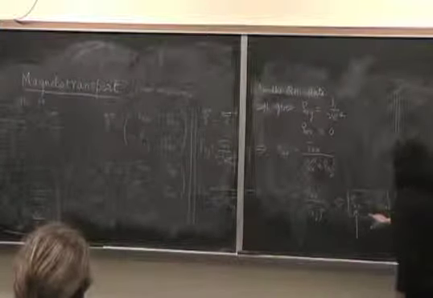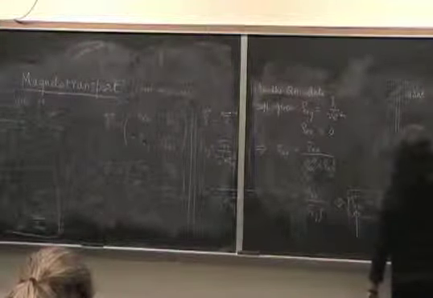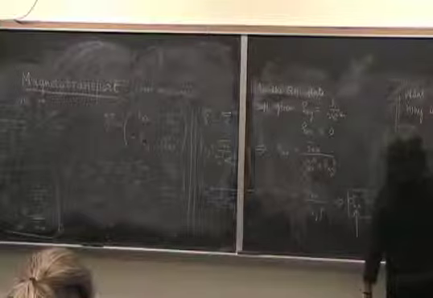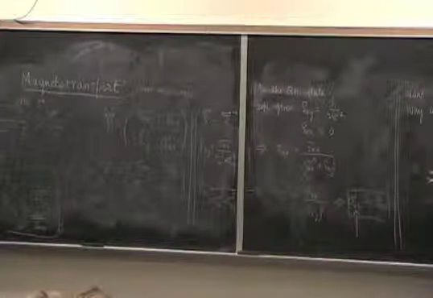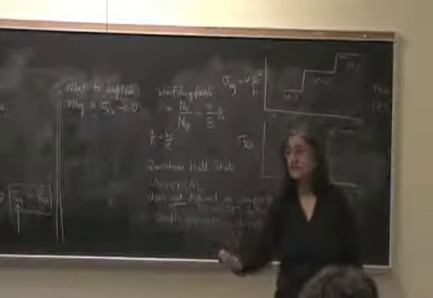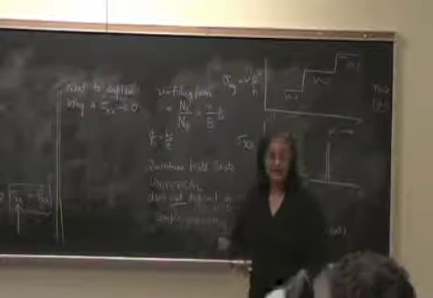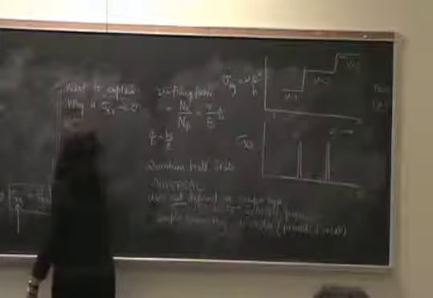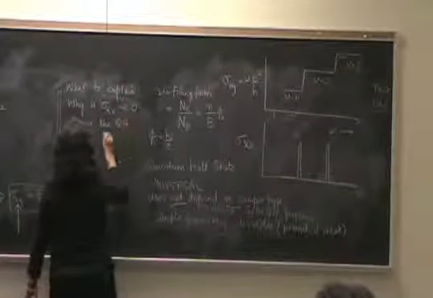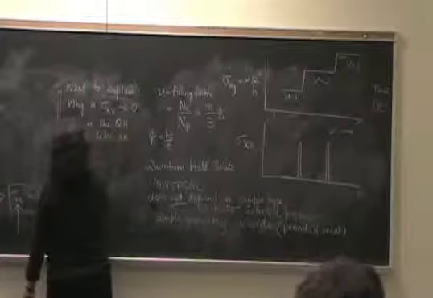So let me try to explain that again. What we want to explain is why sigma xx is tending to zero. This would mean I want to somehow explain why the system is looking like an insulator, because low conductivities are like our semiconductor story. So why is the quantum Hall state like an insulator?